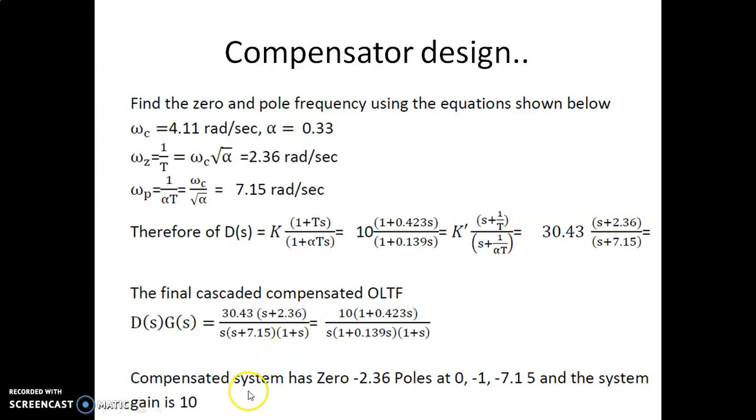So overall, the phase lead compensator and GFS has got 1 zero at minus 2.36, and it has got 3 poles at these positions, and it has got a system gain of 10.